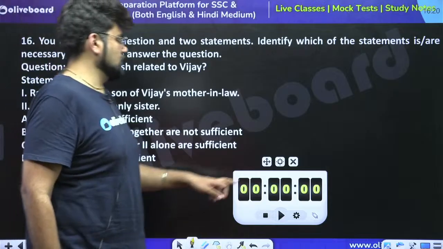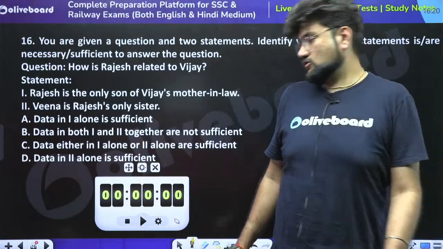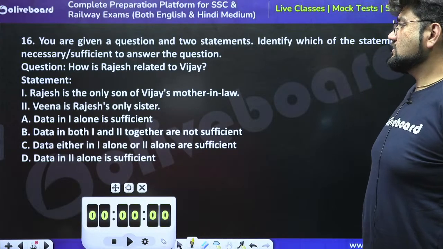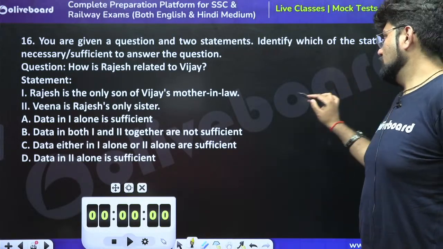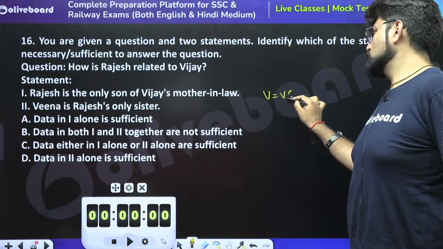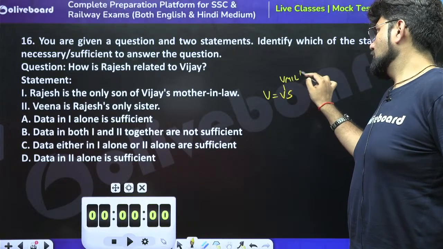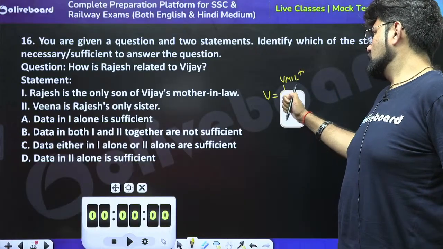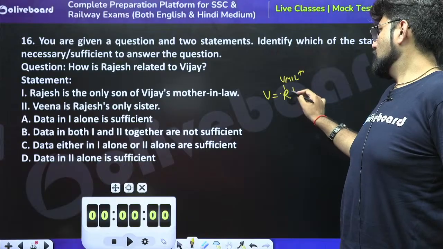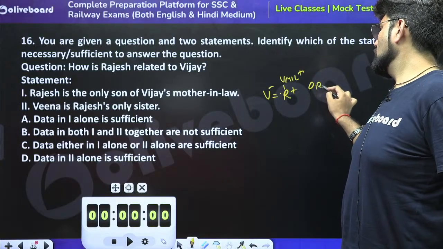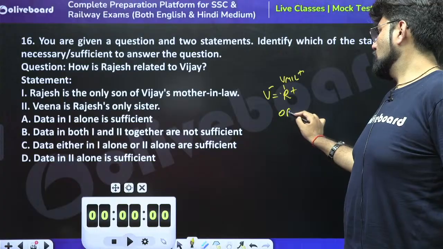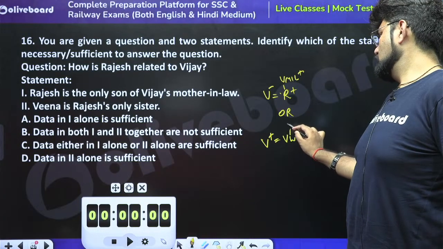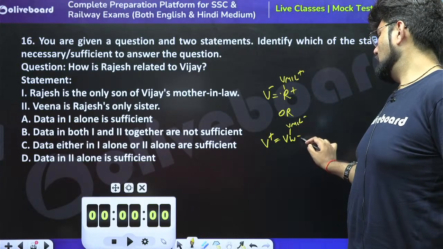Okay, how is Rajesh related to Vijay? We have done this question in some other session also. So Rajesh is the only son of Vijay's mother-in-law. See, observe carefully. So Vijay's spouse, Vijay's mother-in-law. Rajesh is the only son of Vijay's mother-in-law. So probably this can be Rajesh. So Vijay can be his wife, or Vijay can be the husband. Vijay can be married to his wife. This is Vijay's mother-in-law. And Rajesh is the only son.